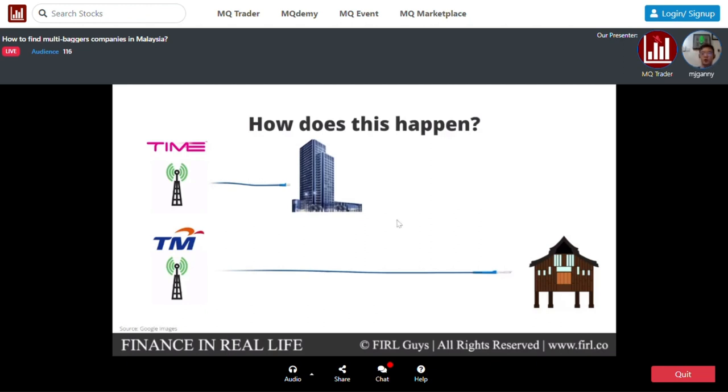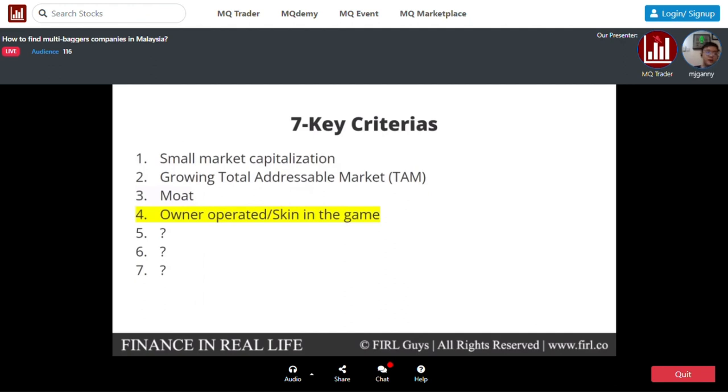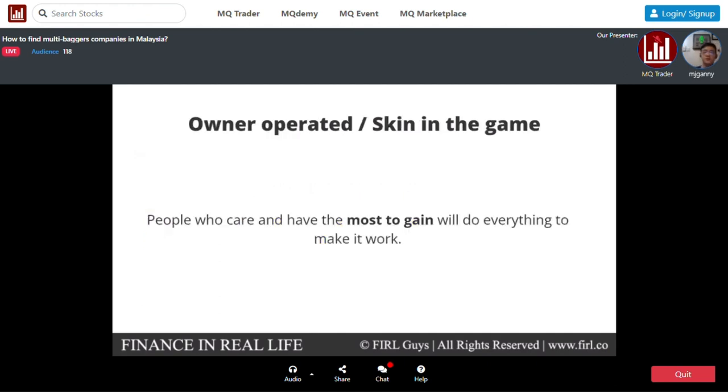Okay, so moving on. Fourth, rest assured 4, 5, 6, 7 will be very fast. Number four is owner-operated, or skin in the game. It's very simple, right? If the owner owns a big chunk of the company, he stands the most to gain by improving the company and also the growth of the share price. So as a minority shareholder, and I assume most of you attending webinars are minority shareholders, you want to be a small ikan bilis riding on the big shark.